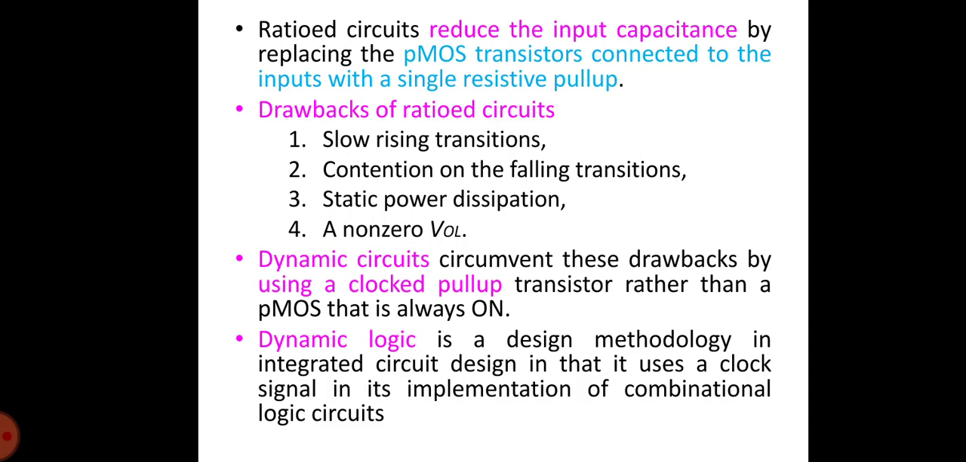Ratioed circuits reduce the input capacitance by replacing the PMOS transistors connected to the inputs with a single resistive pull-up. The drawbacks of ratioed circuits are slow rising transitions, contention on the falling transition, static power dissipation, non-zero VOL, and so on. Dynamic circuits circumvent these drawbacks by using a clocked pull-up transistor rather than a PMOS that is always on. Dynamic logic is a design methodology in integrated circuit design that uses a clock signal in its implementation of combinational logic circuits.